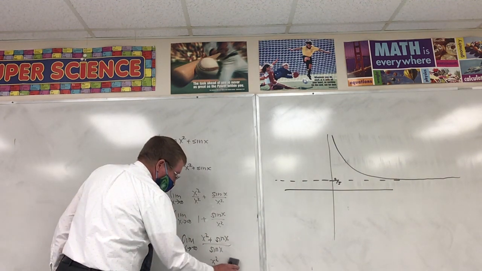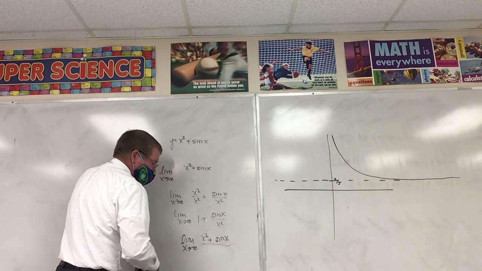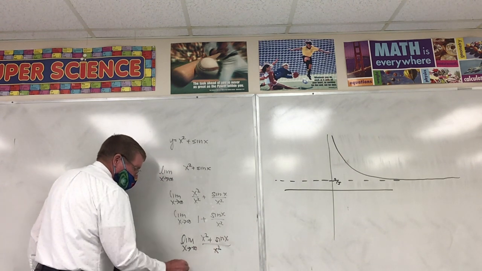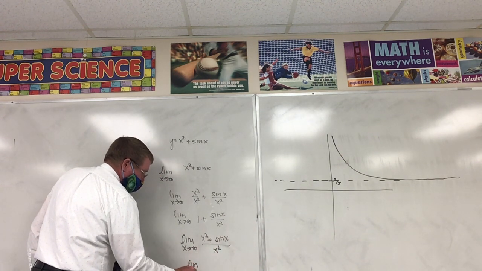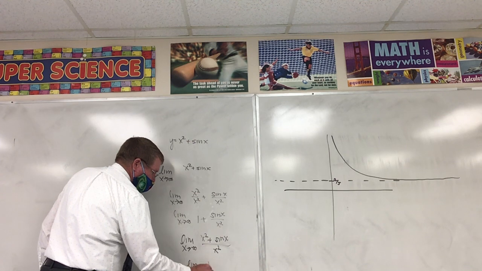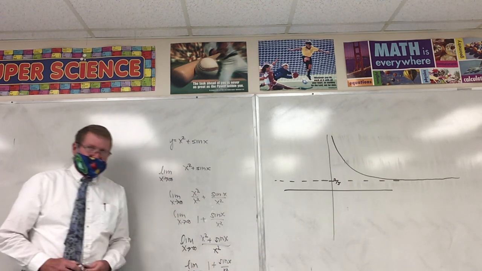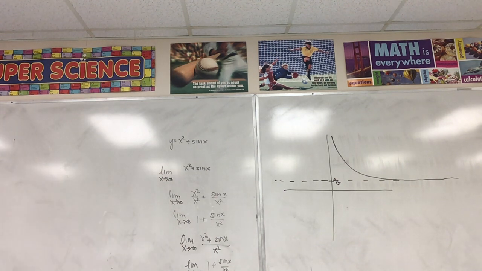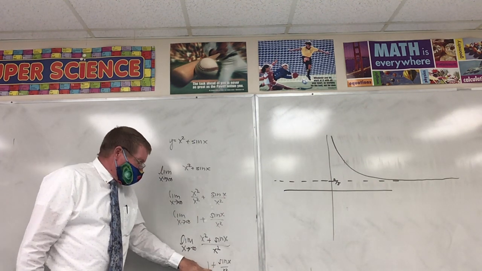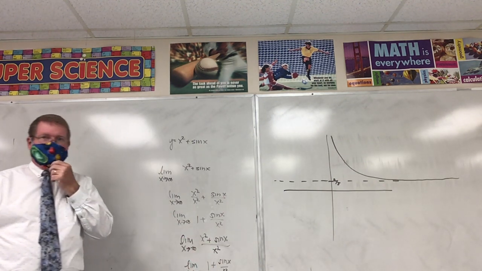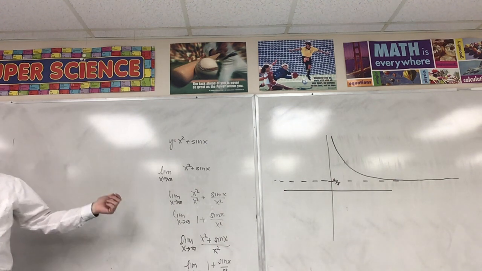So therefore, I go back to x squared. The limit as x approaches negative infinity of 1 plus sine x over x squared. Well, sine x over x squared, what's it doing toward negative infinity? It gets closer to 0. So this is 0 plus 1, which is 1. So that means x squared would also be my left end behavior.